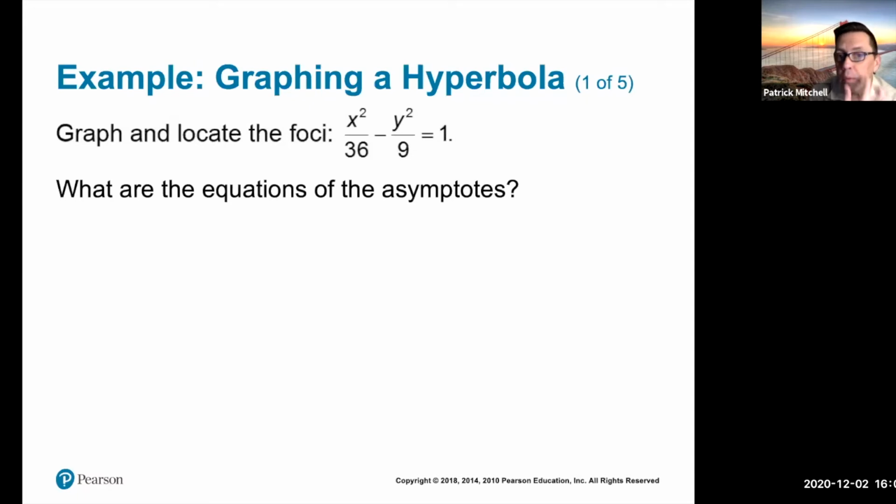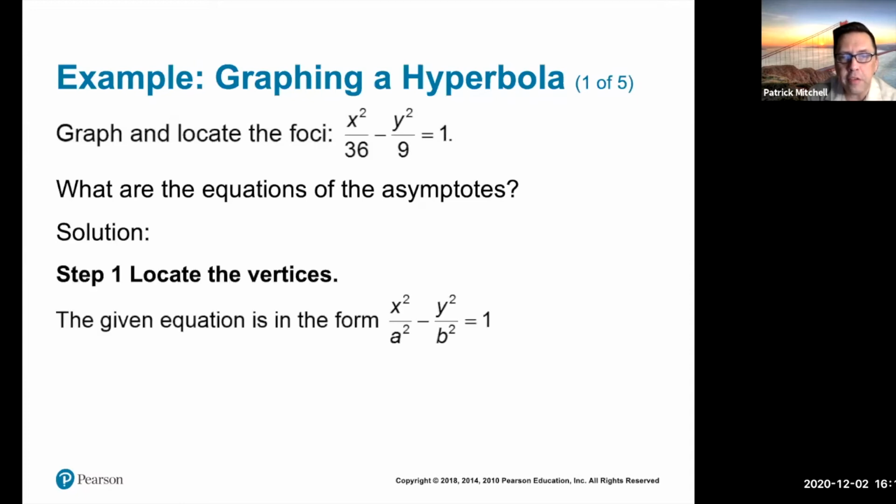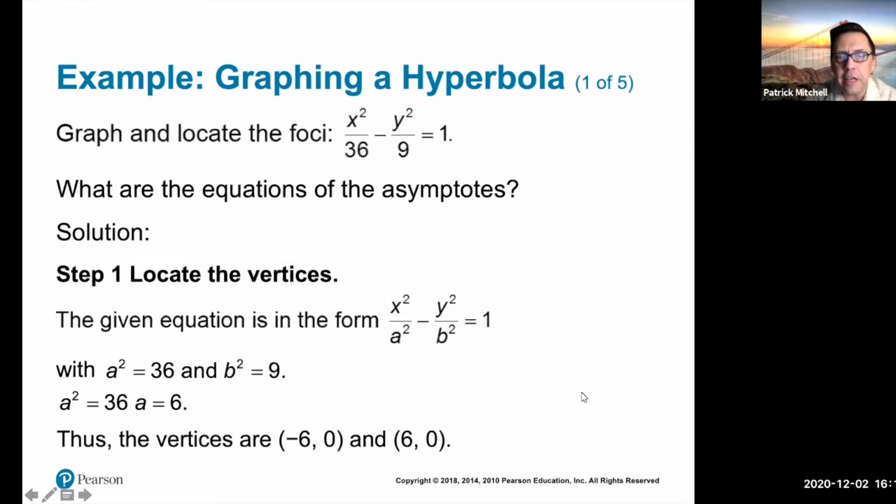And then we will find the equations of the asymptotes. All right, so first we'll locate the vertices. Since the equation has the form x squared over a squared minus y squared over b squared equals 1, that means a squared is 36 and b squared is 9. Since a squared is 36, that means a equals 6. And the vertices are on the x-axis at the points negative 6, 0 and 6, 0.